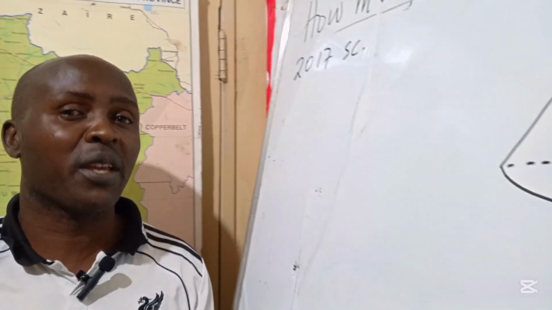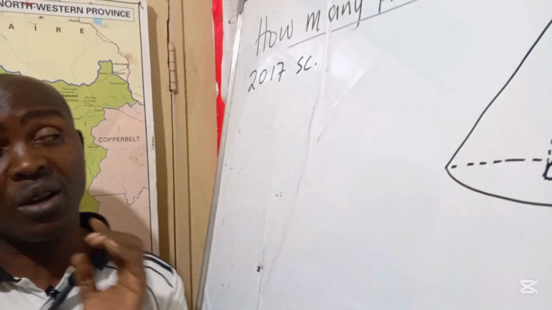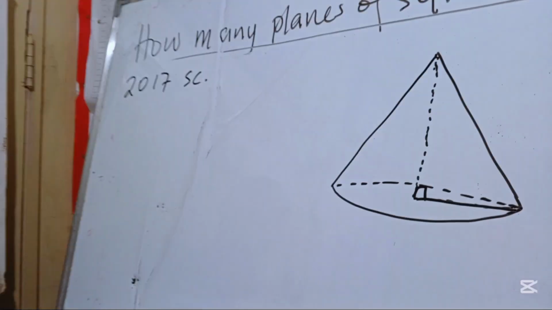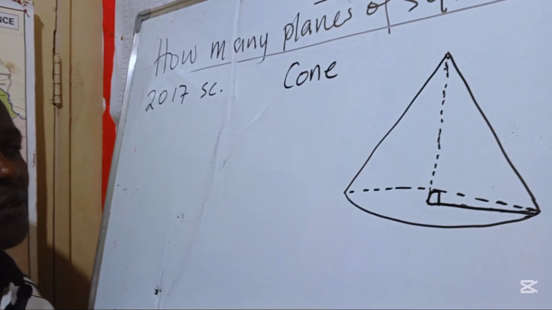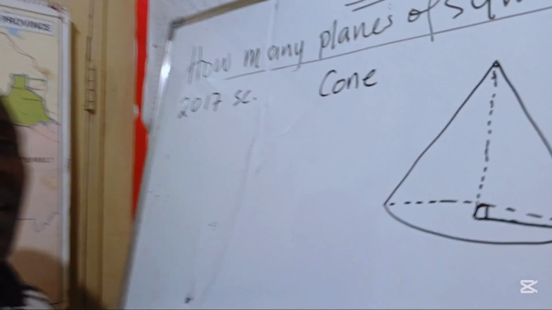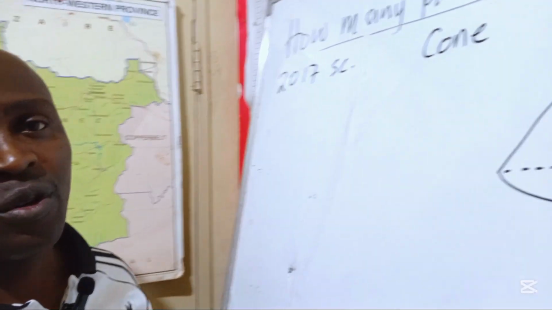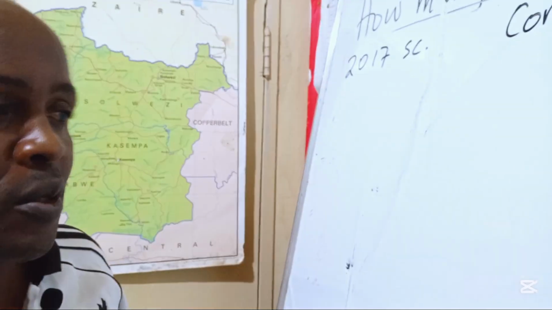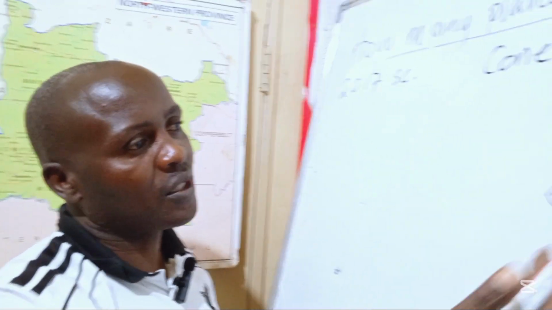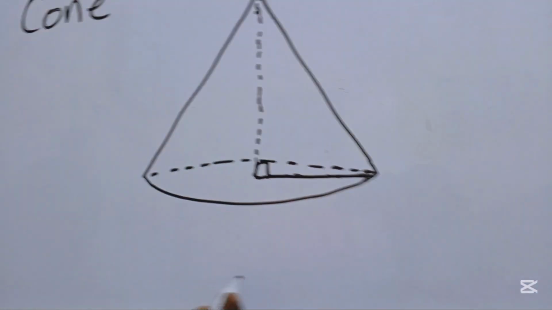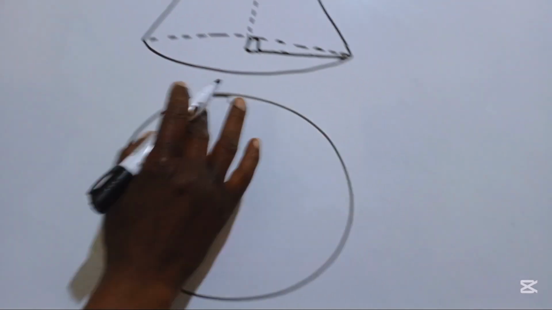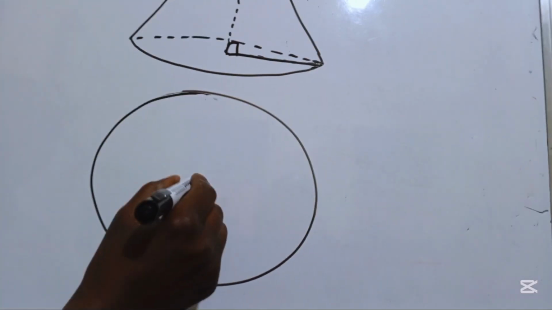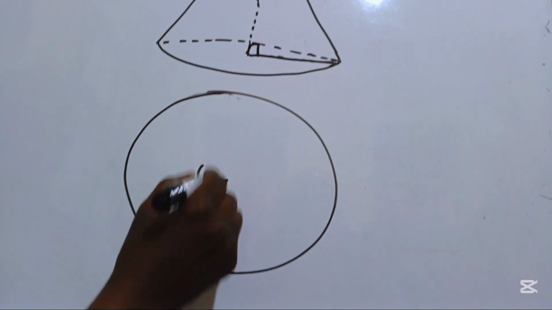We are talking about how many planes of symmetry. Today we are looking at a cone. This is a cone, ladies and gentlemen. If they ask me how many planes of symmetry, you just have to take one face like this. I've taken the bottom. The base is a circle. If you look at the base, it is a circle, and a circle, mind you, has got a center.